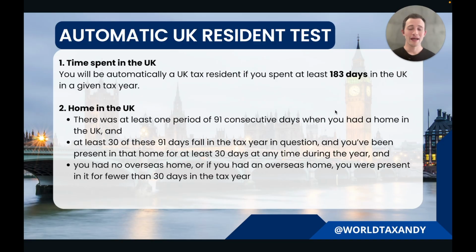Also, if you have more than one home in the UK, you should consider each of these homes separately to see if you meet the test. So you need to only meet this test in relation to one of your UK homes. So if you have 2 UK homes, but only spent 20 days in each, then you won't meet this test because you haven't reached the 30 days criteria in either one.